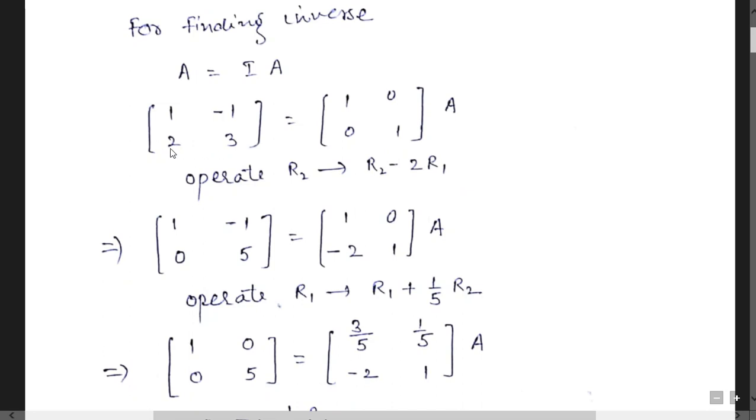In the first step, you have to convert this 2 into 0. We can write R2 is equal to R2 minus 2R1. 2 minus 2, it's 0. 3 plus 2 is equal to 5. And on the right hand side, 0 minus 2, it's minus 2. Then 1 minus 0, it is 1.